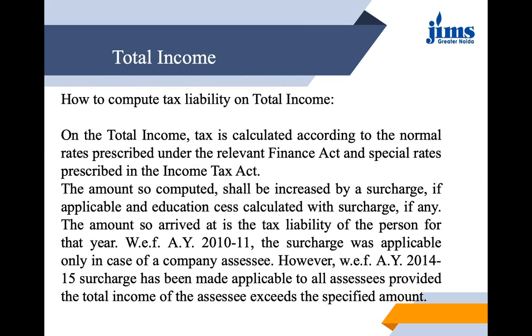Now, how to compute tax liability on total income? On the total income, the tax is calculated according to the normal rates which are prescribed under the relevant Finance Act and special rates prescribed in the Income Tax Act. See, every year we do have our Finance Act, and according to that we apply our slab whichever is applicable on that particular assessing. The amount so computed after that application shall be increased by a surcharge if applicable, and certain cess, means tax on tax, education cess like we have, calculated with surcharge if any. The amount so arrived at is the tax liability of a person for that particular year.